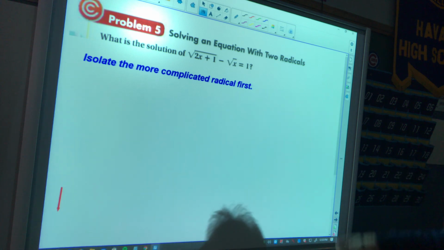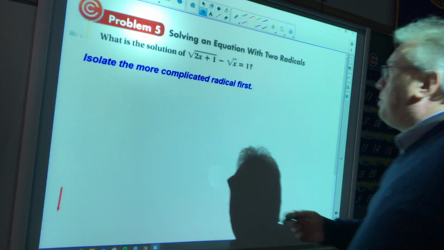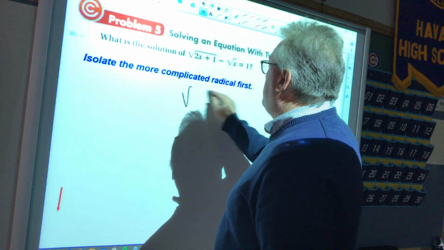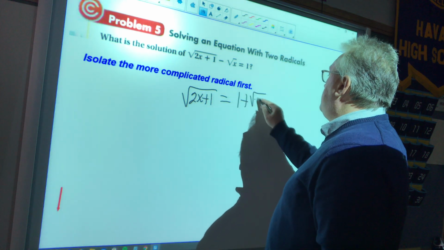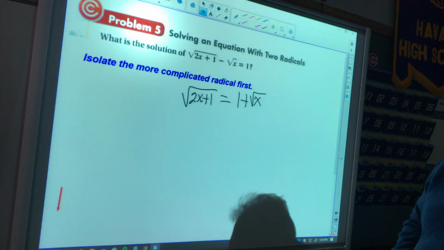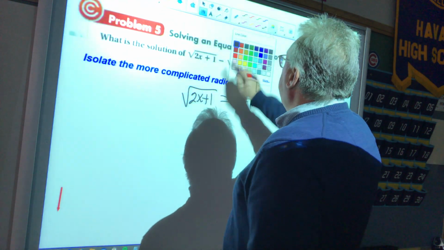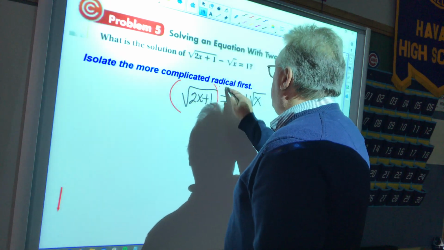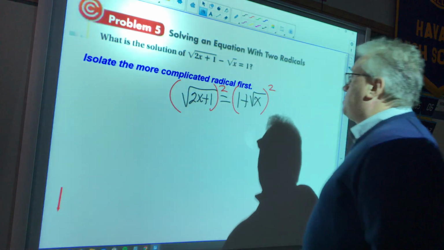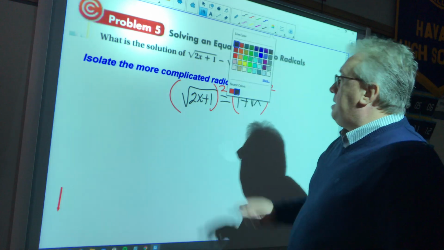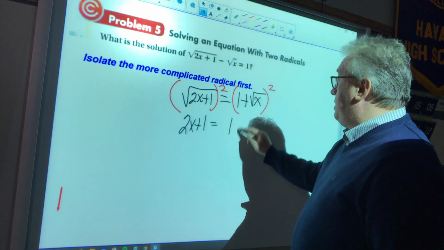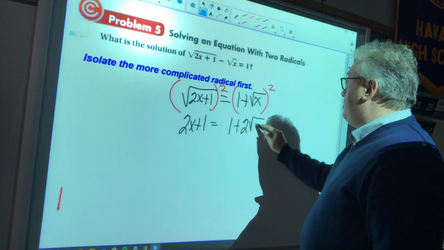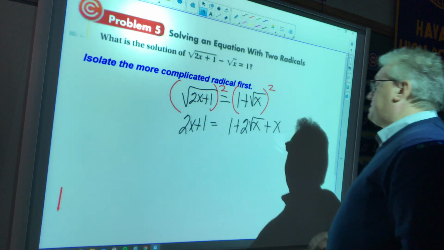And we've got 12 minutes. Okay, I need to be quick here. Now, what happens if we have two radicals? Nothing. We just isolate the more complicated one first. Okay, so I have square root of 2x plus 1 equals 1 plus square root of x. All right, now I'm going to square both sides. Use colors here. Square that and square that. Okay, so here I get 2x plus 1 equals 1 plus 2 square root of x plus x.